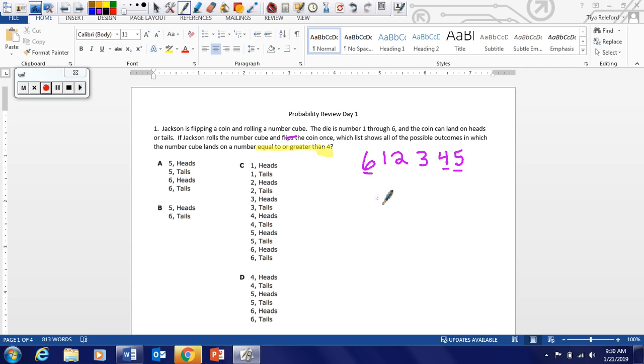What can you get on a coin? Heads or tails, right? So you can get 6 in heads or 6 in tails. 4 in heads, 4 in tails. 5 in heads, 5 in tails. You're looking for the list that shows that.